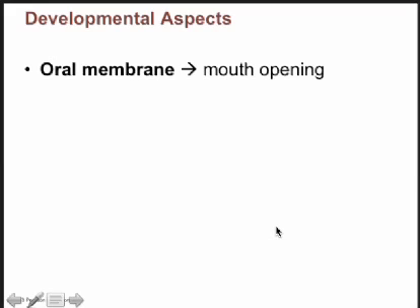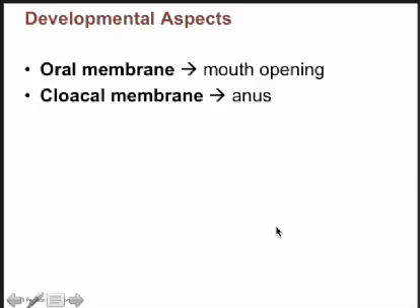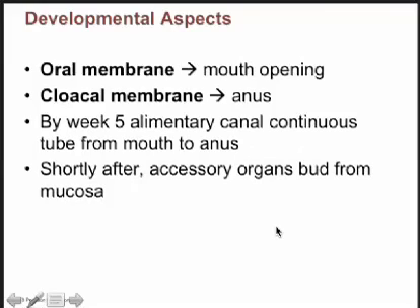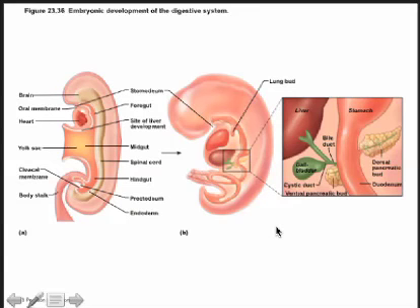So the oral membrane of the endoderm is eventually going to become the mouth opening, while the cloacal membrane will become the anus. By week 5, the alimentary canal is continuous from the mouth to the anus, and shortly afterwards, accessory organs will bud from the mucosa, and this will complete the genesis of the GI tract. And so here you can see the evolution of the digestive system.